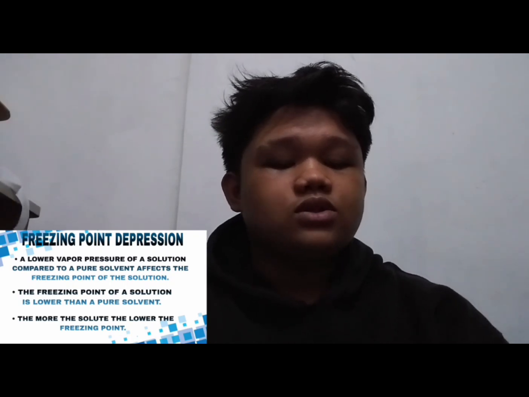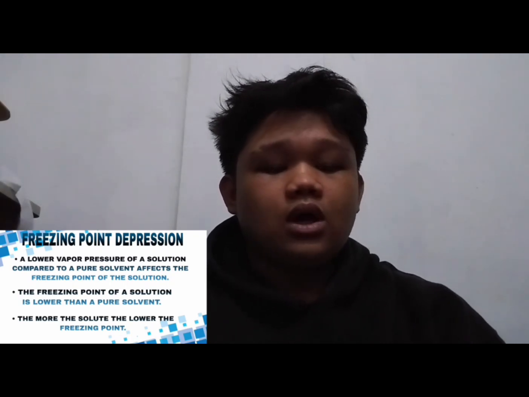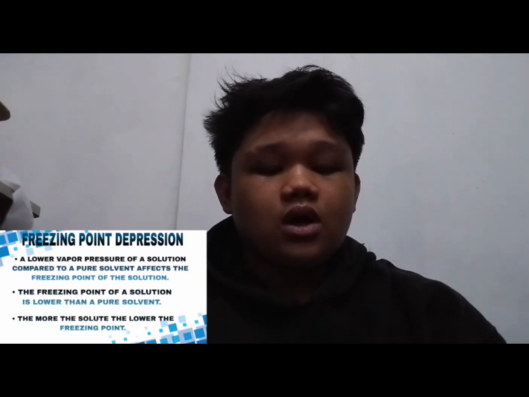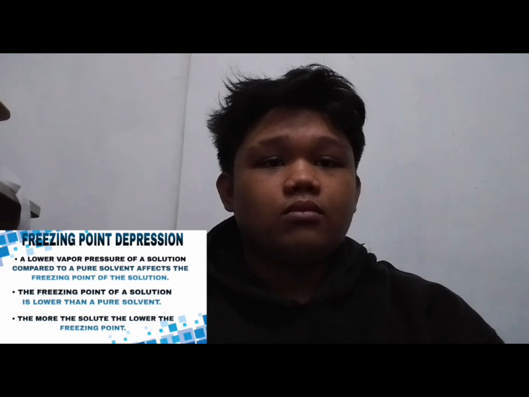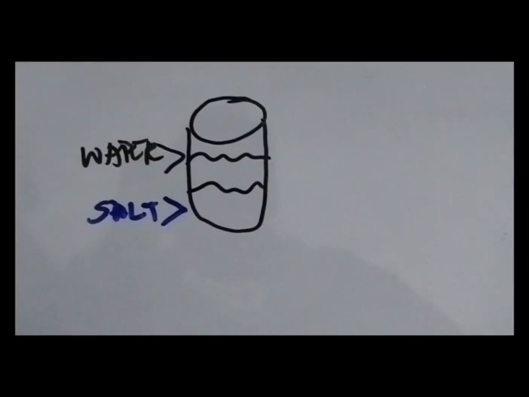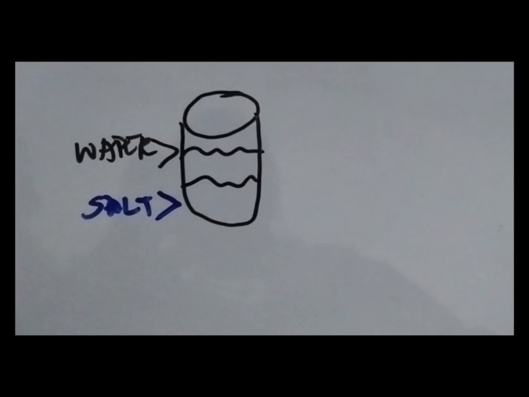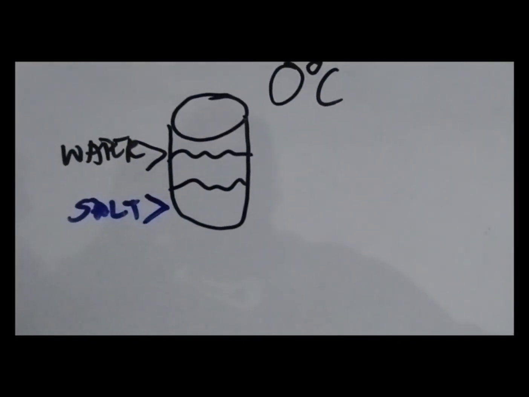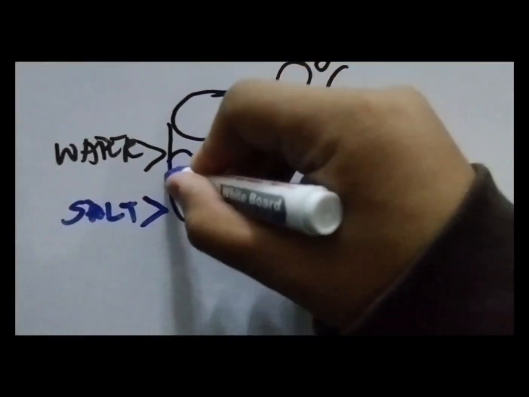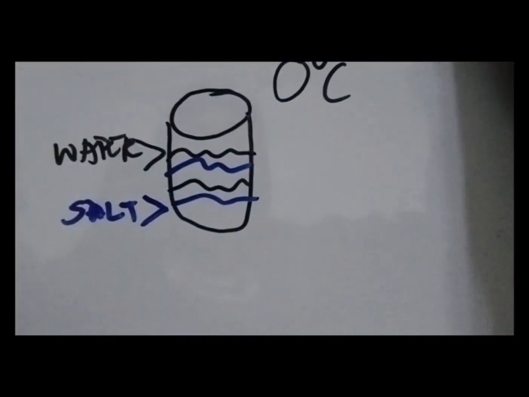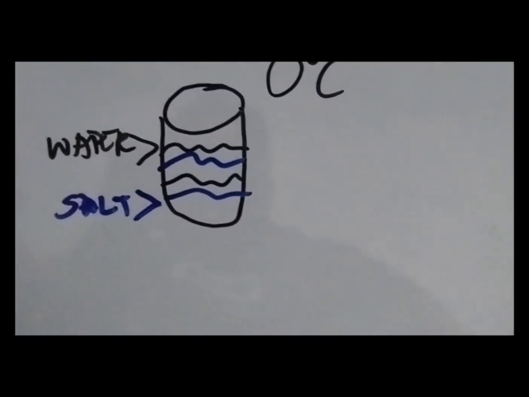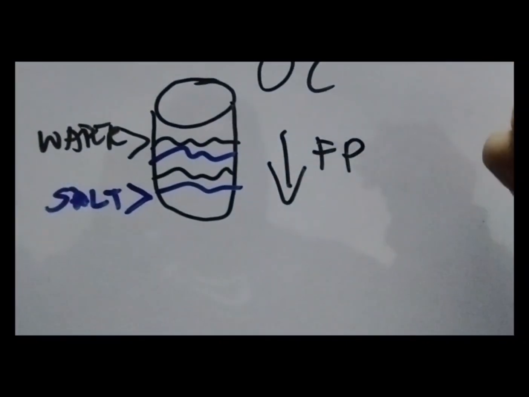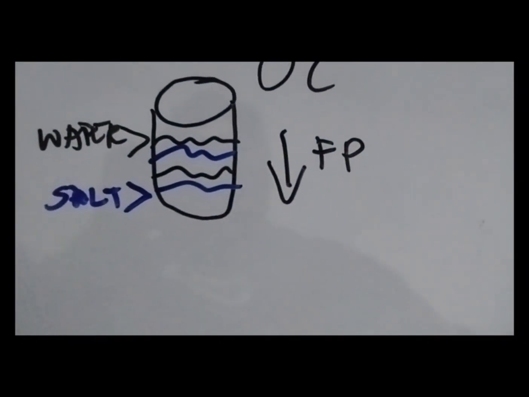Nakadepende din sa solute, sa amount ng solute, ang pagbabago ng freezing point ng solution. Mas madaming solute, mas mababang freezing point ang magkakaroon ang solution. Okay, ang normal na tubig ay may freezing point na 0 degree Celsius. Pero kapag nag-add tayo or naglagay tayo ng salt sa pure water, ang freezing point nito ay bababa dahil sa kagagawan ng salt.